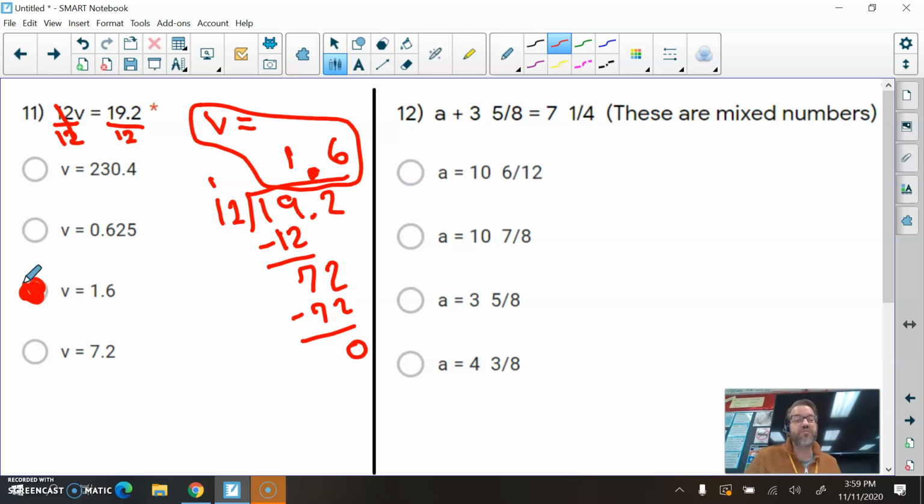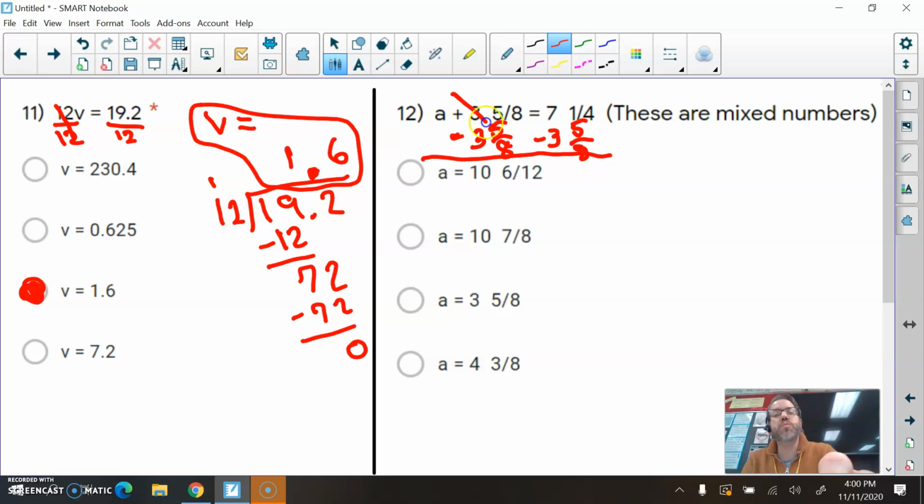All right, number 12. A plus 3 5/8 equals 7 1/4. Yes, these are mixed numbers. So what I have to do here is subtract. That's how you undo adding, is by subtracting 3 5/8. I'd better do that over here also. Remember, whatever you do on the left side of the equal sign, you must do on the right side of the equal sign as well.